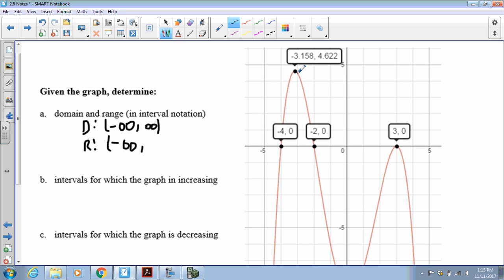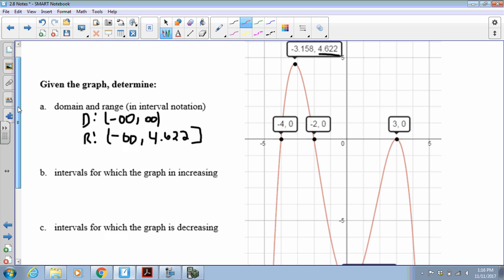But if you look here, we have a local max. And that y value is at 4.622. So that is actually the highest point on our y values. So here the range is from negative infinity to 4.622. Now, just like we've done with other functions, we can use a bracket here because our point is filled in. So that means that this y value is included in the range.